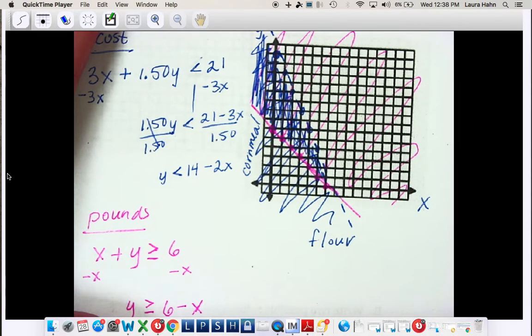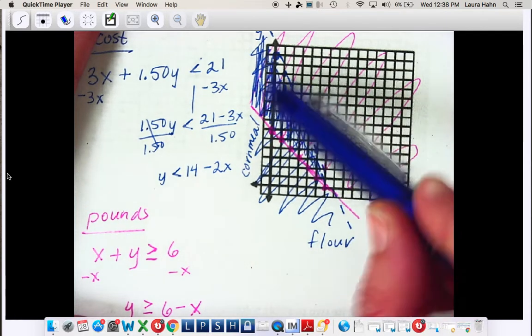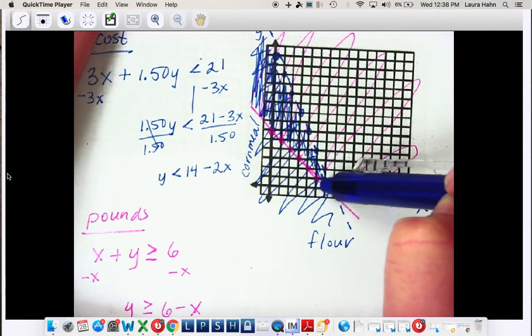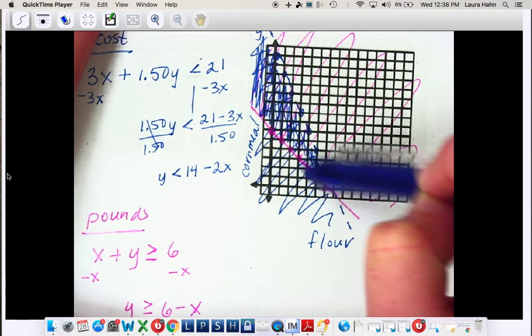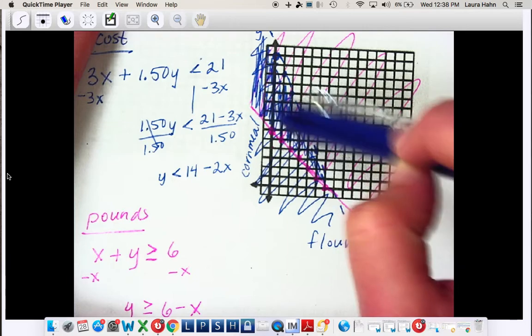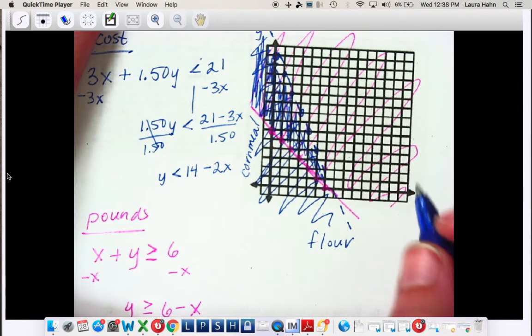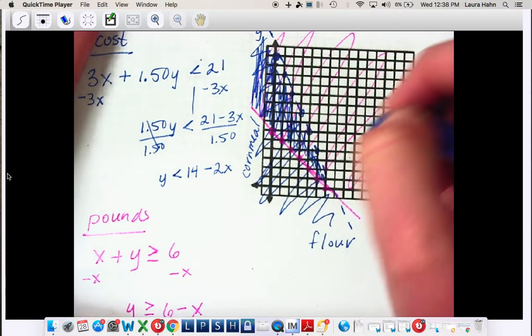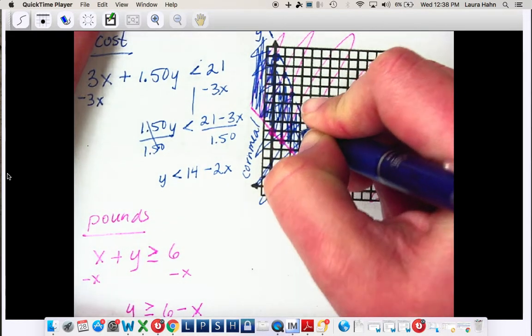Okay, so the next part wants me to write two possible solutions, right? So I can pick any two dots that are in this shaded region. Do not include anything on this dotted line, but you can include anything on this pink solid line in any of this dark shaded area. All right, so any two, it does not matter. I'm going to go ahead and pick this point right here.